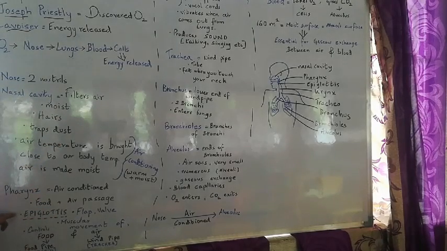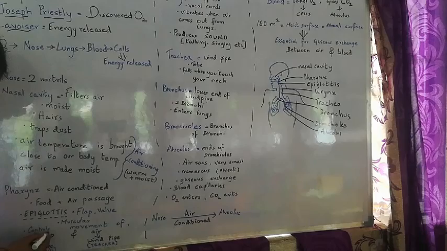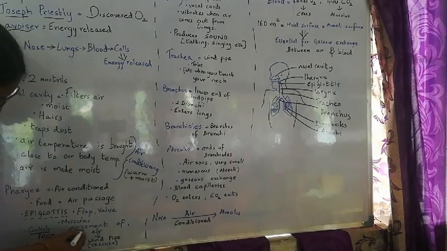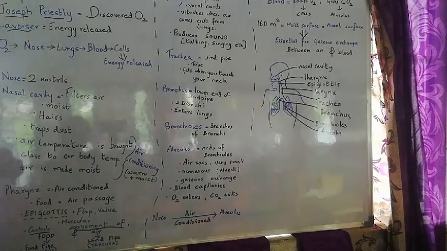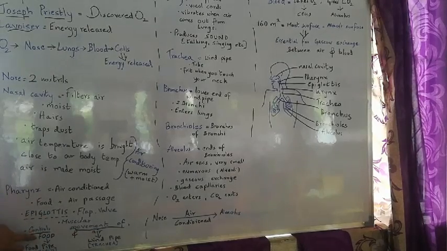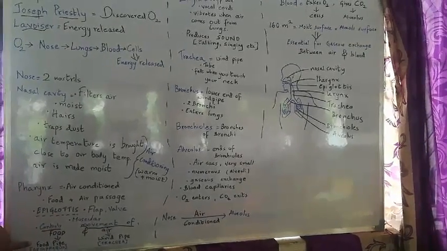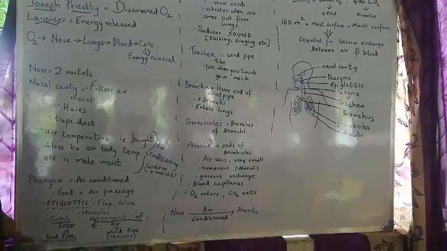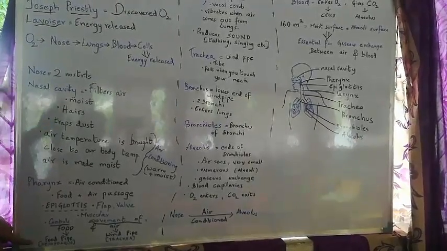Now, see, so the epiglottis controls the movement of food and air. Food enters the food pipe. The medical term for food pipe is esophagus.